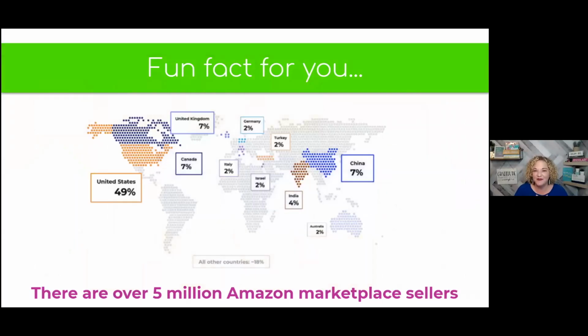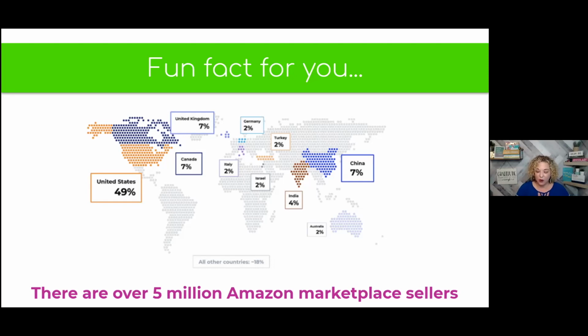Here is a fun fact for you. I love fun facts. I love facts of all kinds. There are over 5 million Amazon sellers worldwide right now today. 5 million. That's a lot of sellers. And you can look at 49% of them are in the US and 7% in China, and the rest are all other places, other countries, sporadic.